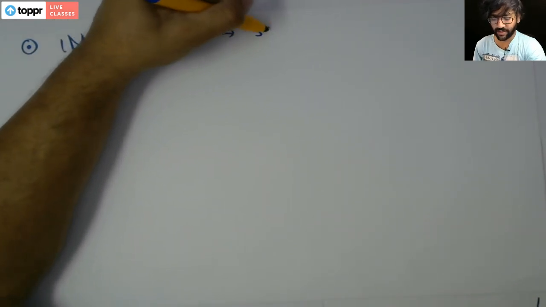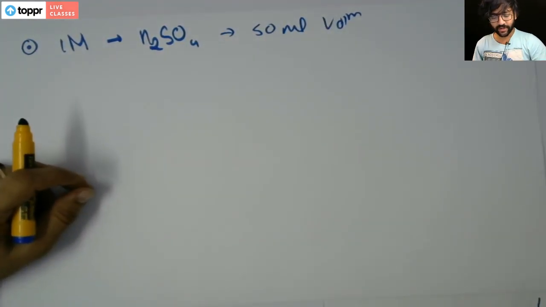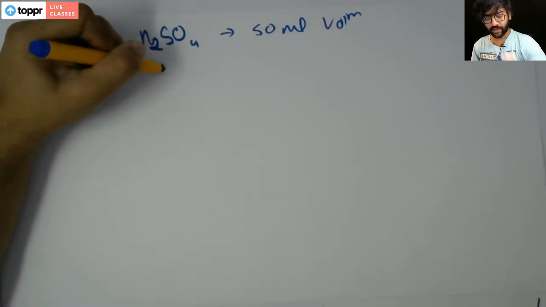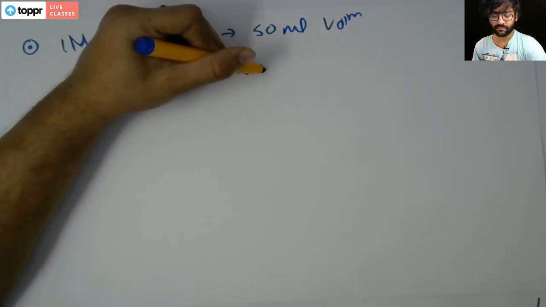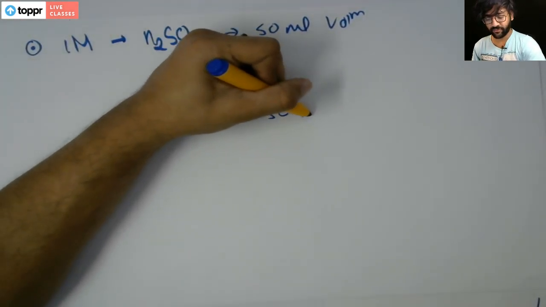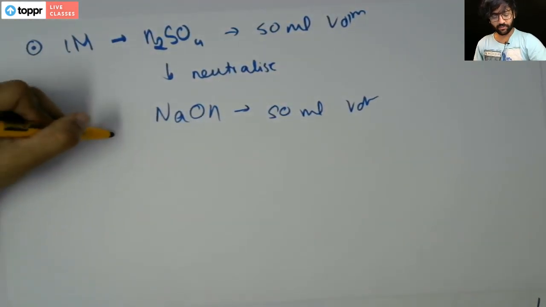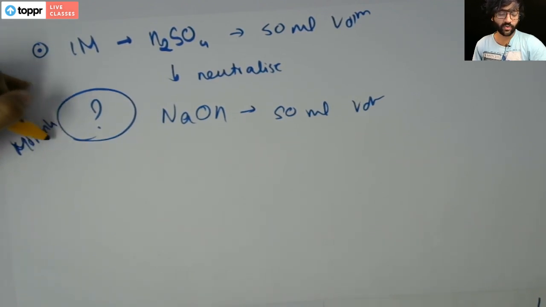It's given to me that 1 molar H2SO4, which is 50 ml in volume, is required to neutralize NaOH, which is again 50 ml in volume. So now what they are asking me is the molarity. What is the molarity of this solution? How do I find it out?